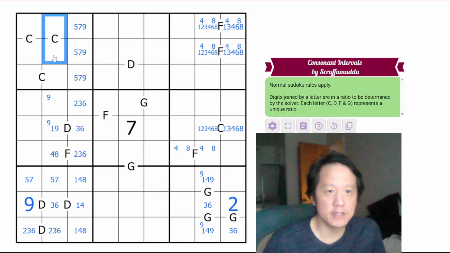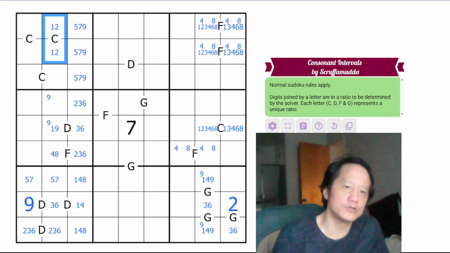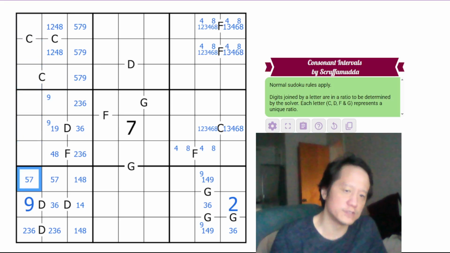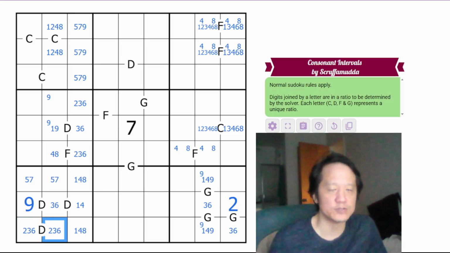So this C cannot be 3 and 6. If this is 3 and 6, that would eliminate all possibilities for that cell. So this is either 1, 2, or 4, 8 here. We don't know about this one. 3 and 6 has to be some combination here. So it's either this is both 3 and 6, which forces this to be 2, or these are both 3 and 6, which forces this to be 2. We already knew one of these was 2, though.